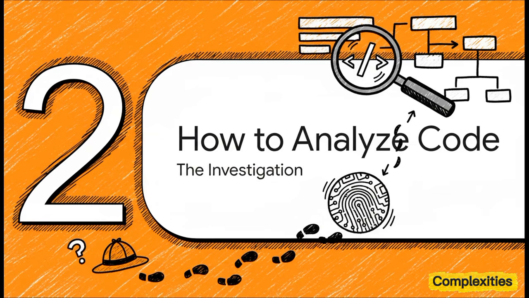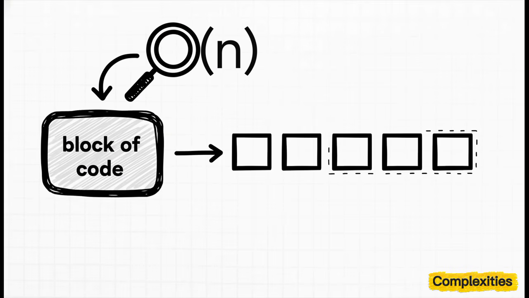Okay, detective, you've learned the fingerprints, so let's move on to the investigation phase. Now we're going to learn how to spot these complexity patterns right there in the code itself. All right, here is your first and most fundamental rule. If you see a single, simple loop that goes from 1 to n, your first instinct should be linear time. O of n, it's that simple. And by the way, in terms of space, this loop just needs one little variable to keep count, so its space complexity is constant, or O of 1.